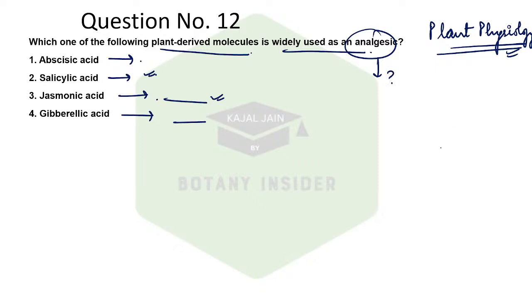Think about it and then try to find the answer. See, in the examination, remember, part B questions are completely dependent upon how you interpret the question and how you proceed in the question. And also your practicing, that also matters, right? Give it a try, everyone. Which of the following plant-derived molecules is widely used as an analgesic? Okay, some of you are writing the answer as salicylic acid and some are writing jasmonic acid. Let's see. Just 30 more seconds, then we'll see the answer.